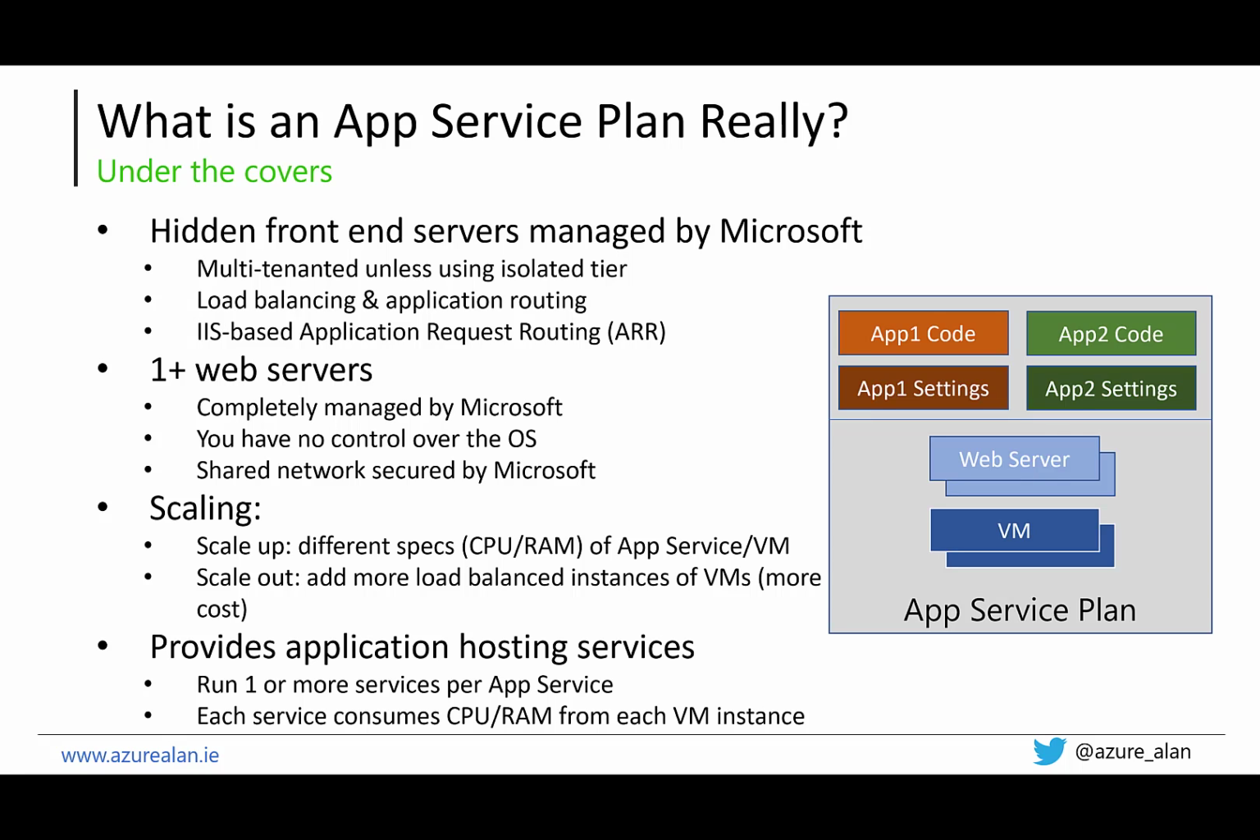You decide how many servers you want on your plan, so you can have a single instance or you can have multiple instances depending on the plan tier that you choose. You can have more instances than some of the lower end ones. You get to control the scaling, so you can manually scale the plan to a higher plan, so a better spec of VMs, so that's called scaling up, putting in more powerful VMs. Or you can scale it out, and that's adding more instances.